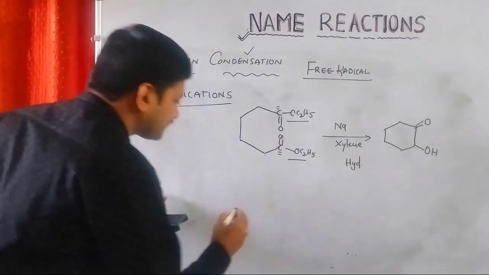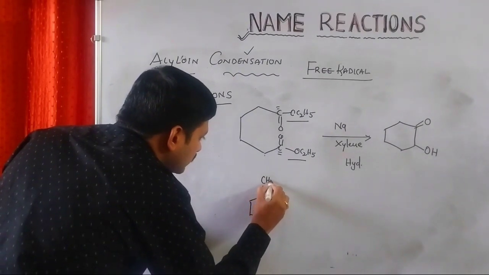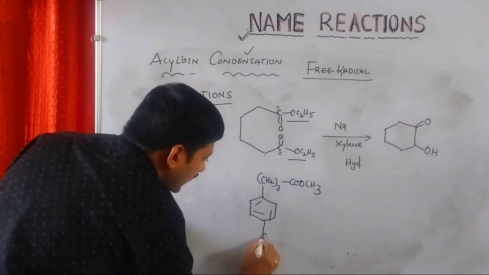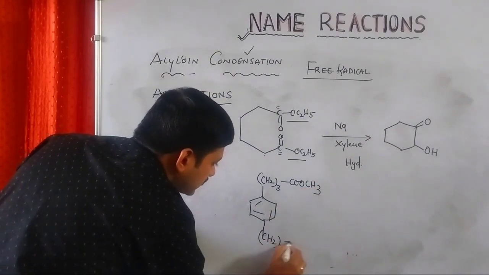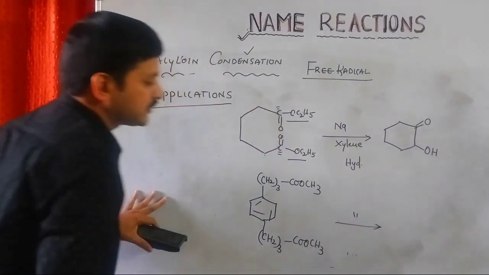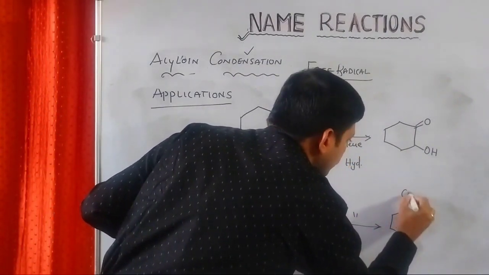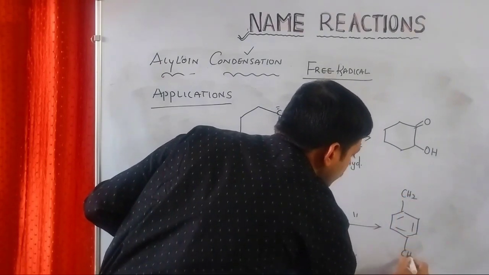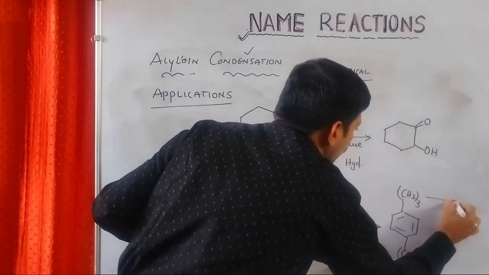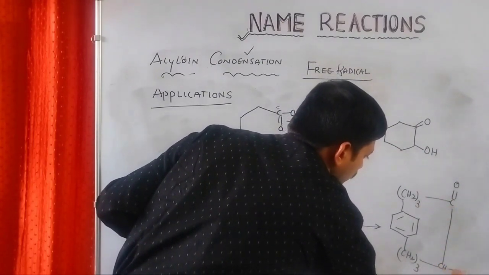Let us see one more example. Single bond CH2, CH3, COO, CH3 and CH2 thrice COO, CH3. Under the same conditions, CH2, CH2 thrice, CH2 thrice. One carbon must be what? C double bond O. Another carbon must be what? OH.